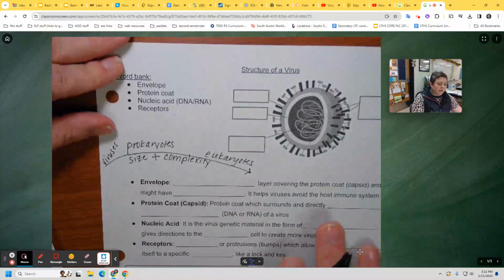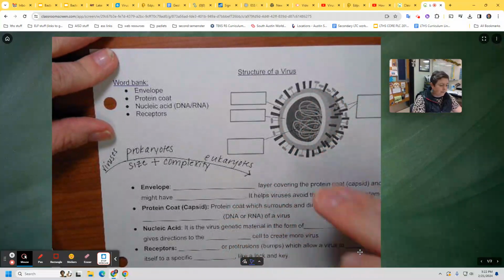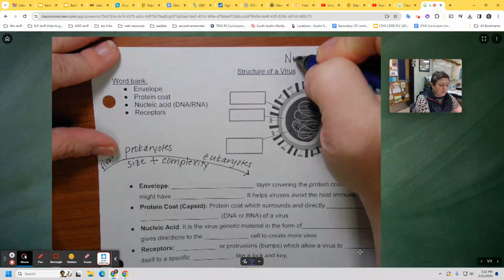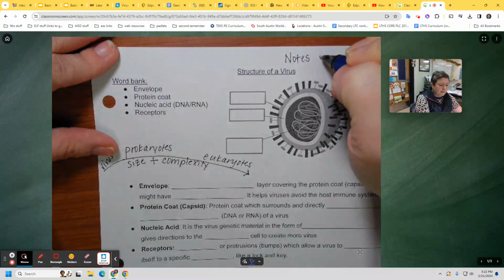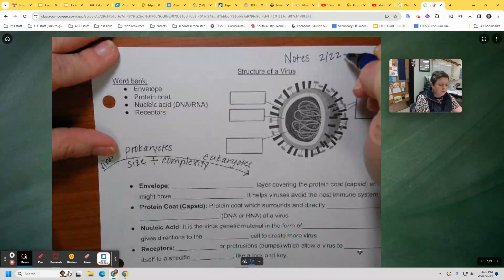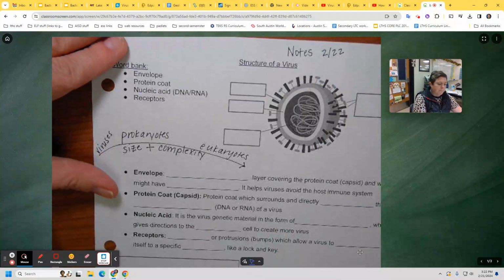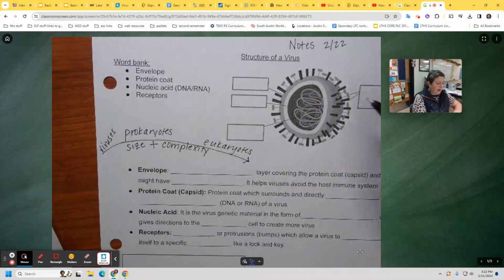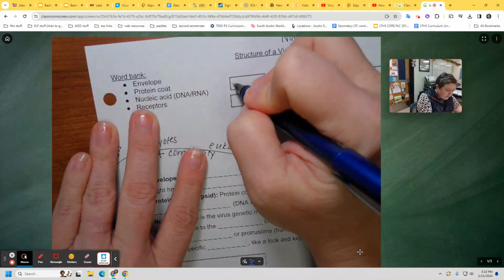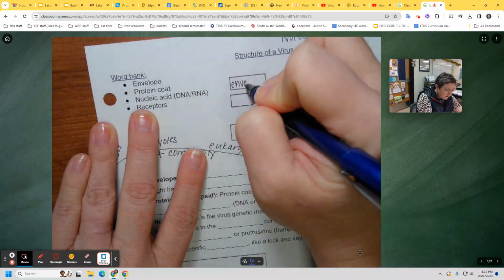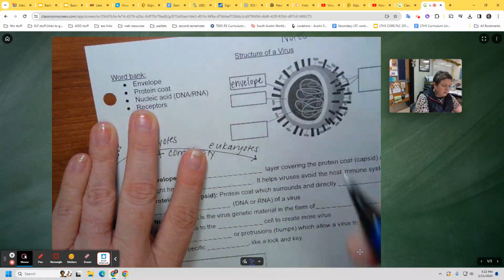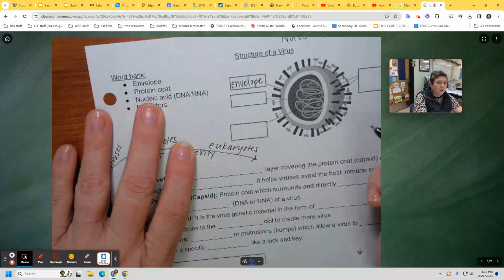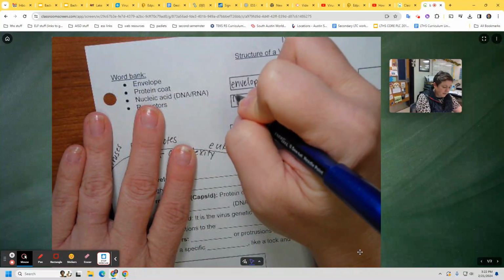Okay? All right, here is a virus. They can look a lot of different ways. I want you to write at the top notes. Today is 2/22. Okay. So the outside part is the envelope. Okay. And it protects the outside. The protein coat is also for protection.